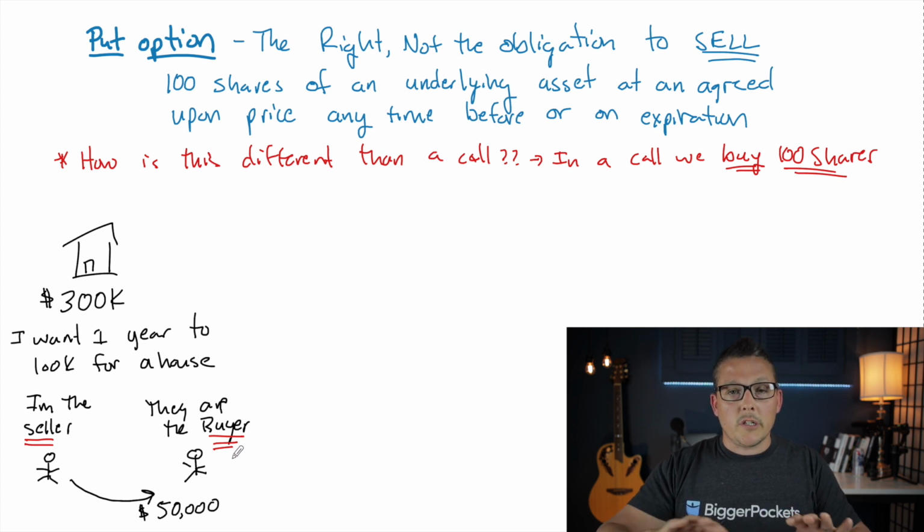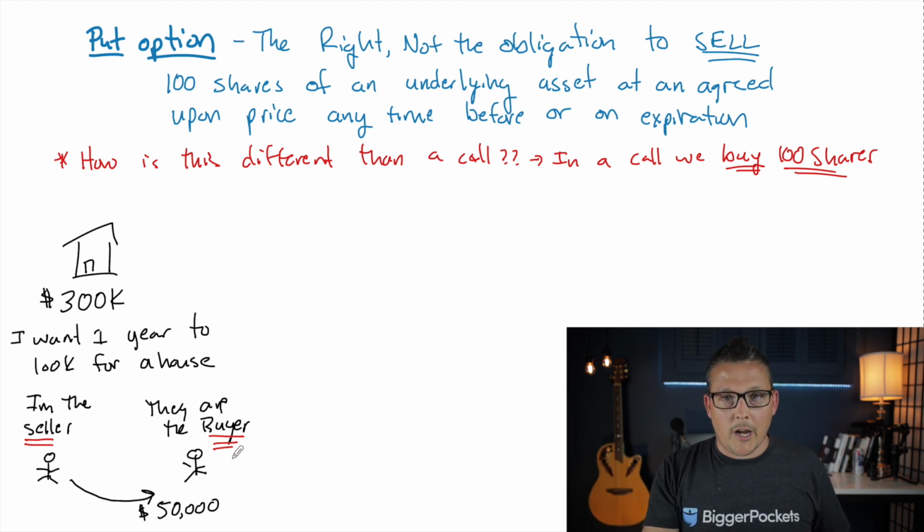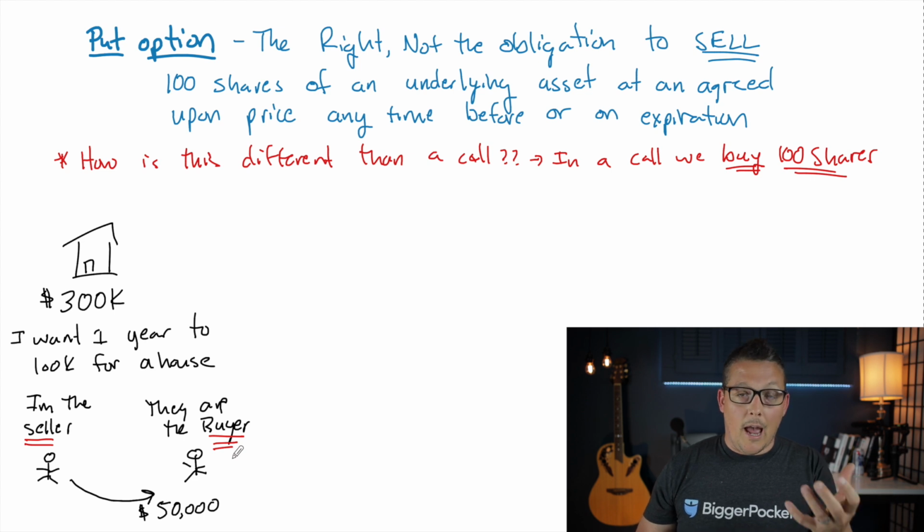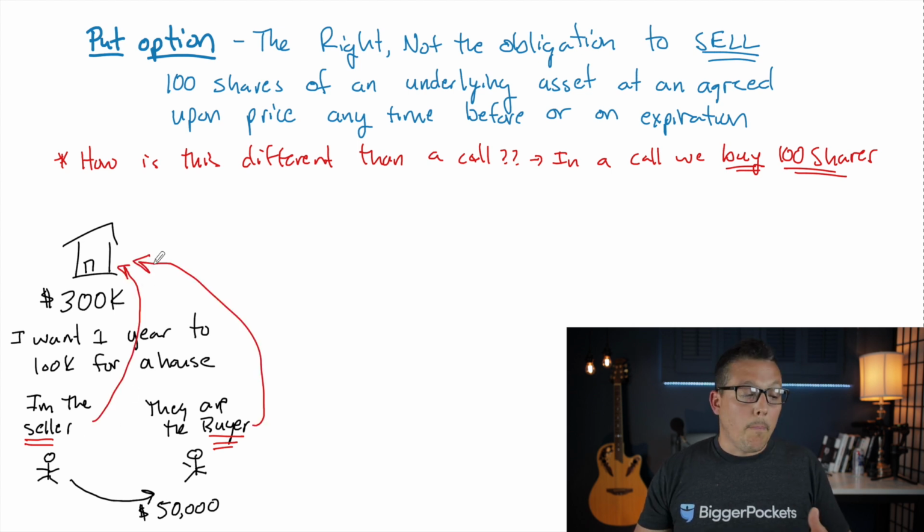Now, this is where we have to separate buying options contracts and buying and selling actual assets. In this case, this buy and sell was of the asset. We were going to buy or sell this $300,000 house. But the contract that was made between us is very different than that asset. And that's where I'm going to start to relate it to stocks.